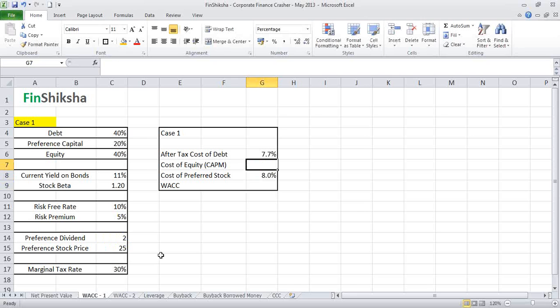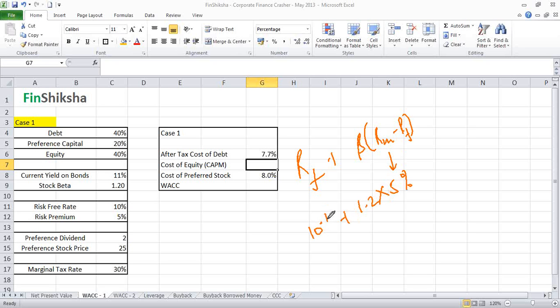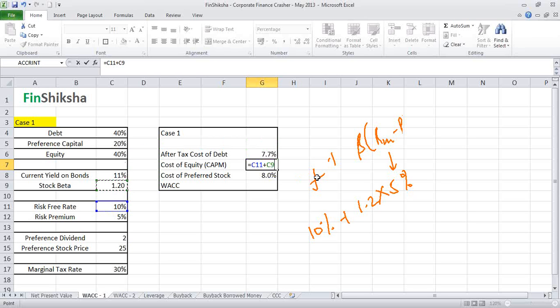Cost of equity is to be calculated using RF plus beta into RM minus RF. RM minus RF is given as 5%, beta is given as 1.2, RF is given as 10%, let's say. Let's try and calculate for this. So effectively, we find cost of equity equal to the risk-free rate plus beta into risk premium. I get that as 16%.